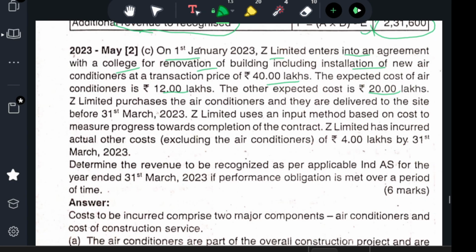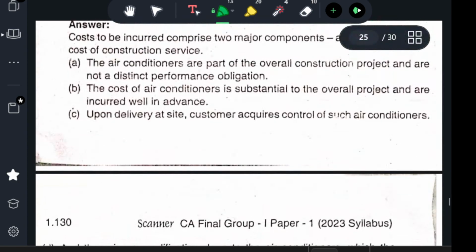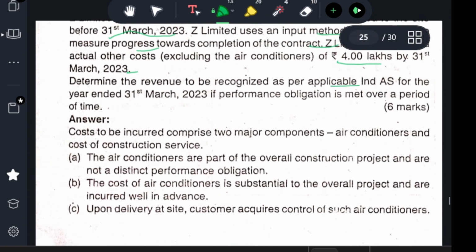Also, AZ Limited purchased the air conditioner and delivered it to the site before 31st March. AZ Limited uses the input method, based on the cost measure, for progress towards completion of the contract. AZ Limited incurred actual other cost, excluding the air conditioner, of 4 lakhs by 31st March. So, determine the revenue to be recognized as per Ind AS for the year ending 31st March, with performance obligations met over time.